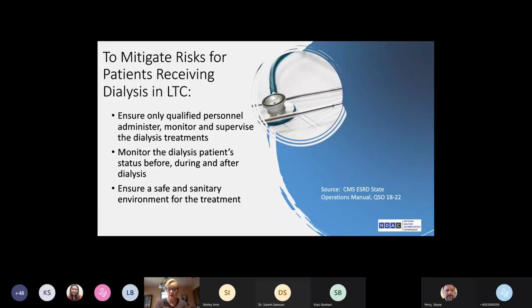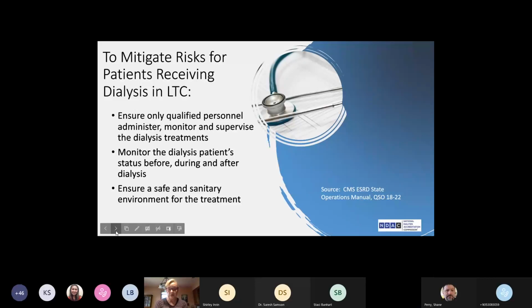and that's included in this memo, QSO 18-22. If you were to Google QSO memos or survey and certification memos, CMS, you'll get to a page on a website that will allow you to screen for a particular interest, and you could type in ESRD and then look for 1822. And that's a fairly long memo. It's a PDF that you can download, and it does address dialysis in nursing homes.